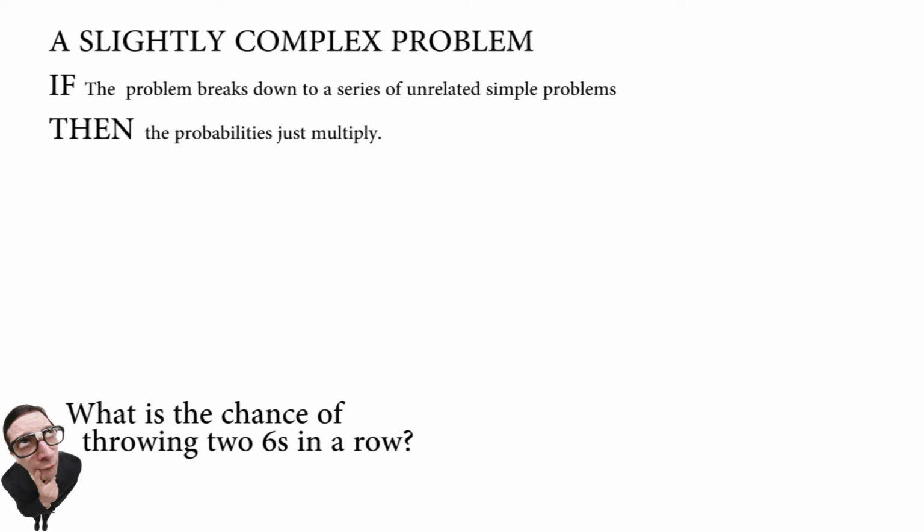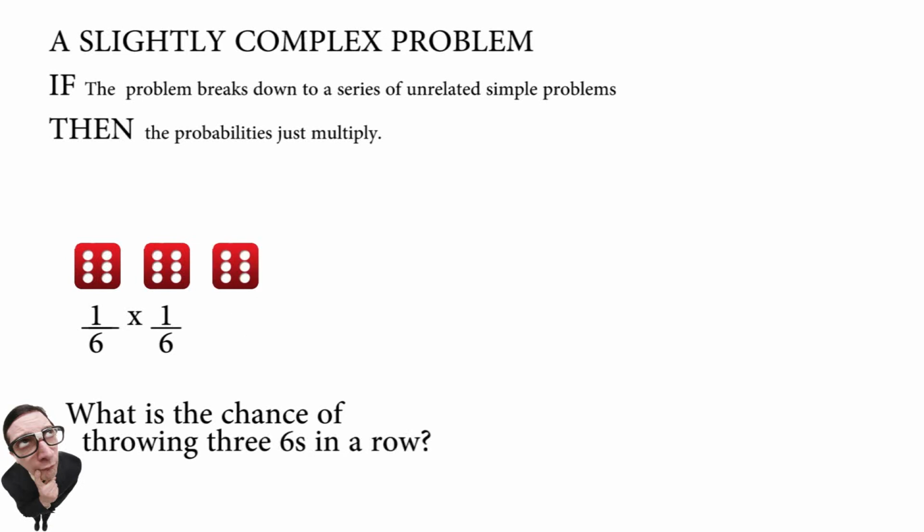What is the chance of throwing 2 6s in a row? Well, the value we want is 6 on the first throw. The chances of this are 1 out of 6 possible outcomes. So throwing one 6 is 1 over 6. And the second throw is also 1 over 6. Multiply the 2 together, and the chance of getting 2 6s in a row is 1 over 6 times 1 over 6, which is 1 over 36. Remember to multiply, not add. The chance of throwing 3 6s is 1 over 6 times 1 over 6 times 1 over 6, i.e. 1 in 216.